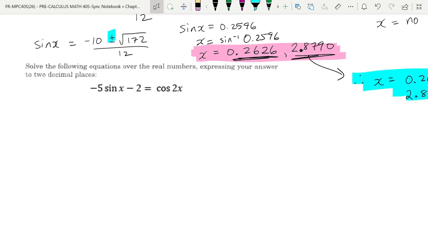This one's got a different identity in it. The last one I used sine squared plus cos squared as 1. This time I'm back to my 3 choices. I think, again, I'm going to pick the one with sine in it. All right, on your mark, get set, give it a try.